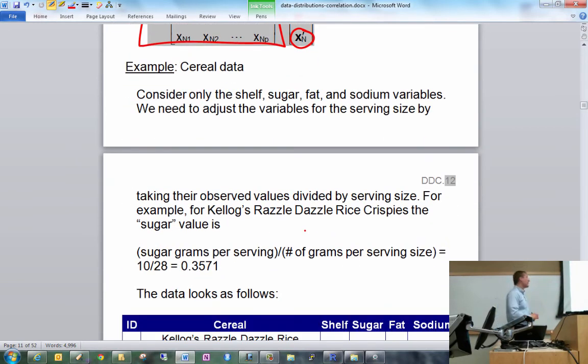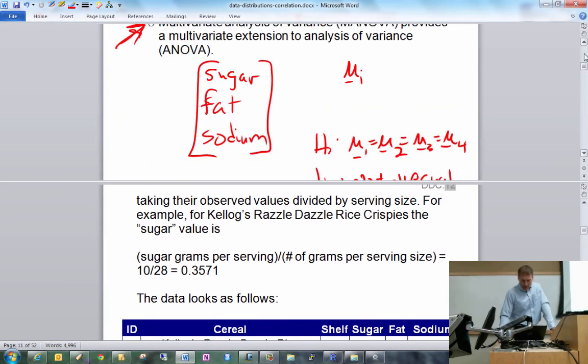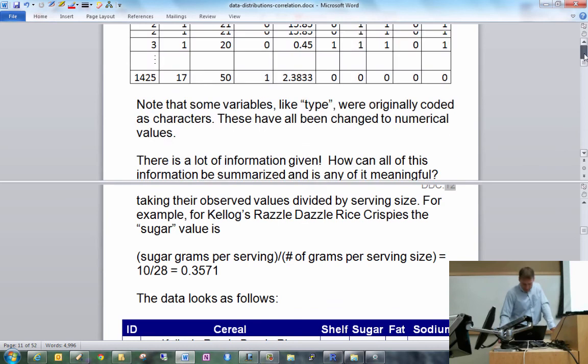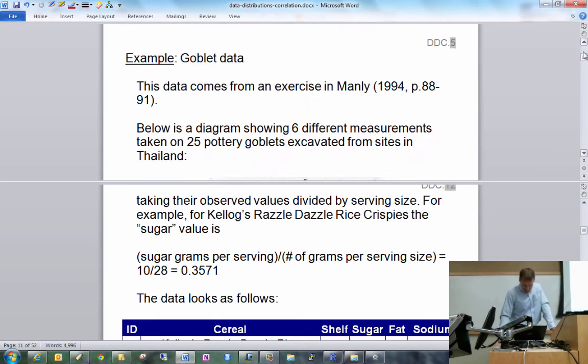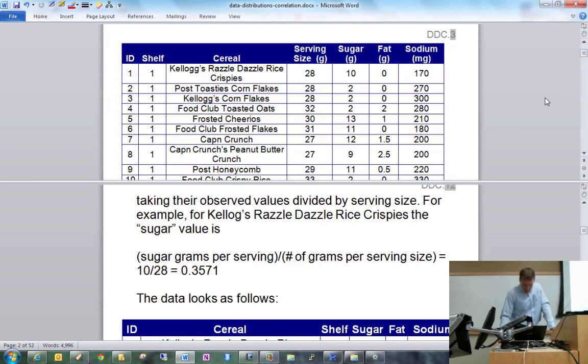Just to make sure you follow this, let's take a look at the cereal data put into this notational format. I'm going to look at the sugar, fat, and sodium, but I'm also going to include a shelf in my data matrix as well. Now, before we can actually use the data, we need to make an adjustment to it. Let me go back to the original data set and split screen here. Okay.